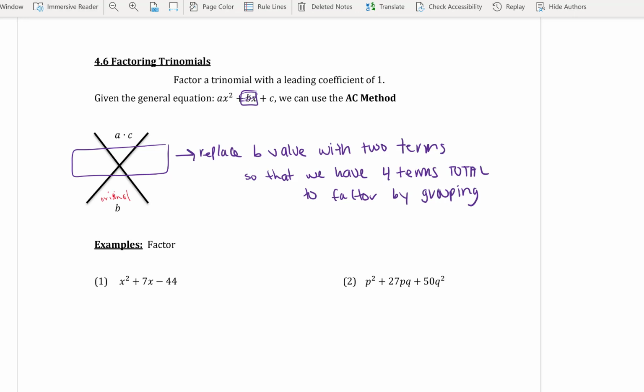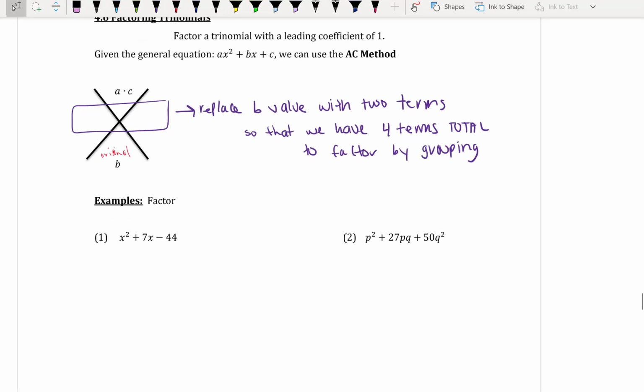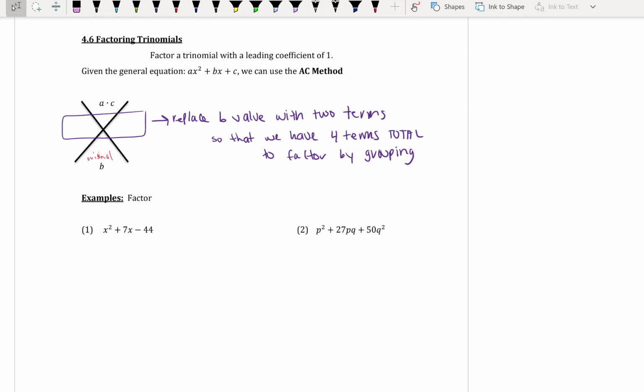So let's think about this a bit more. Here are examples down below. For number 1, we have x squared plus 7x minus 44. We can think of that a value as being a 1 coefficient. So now I can say that my a value is 1, my b value is 7, and my c value is equal to a negative 44.